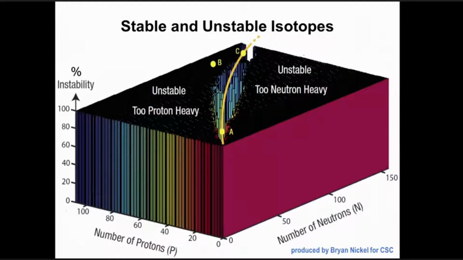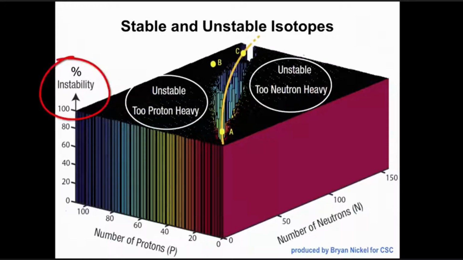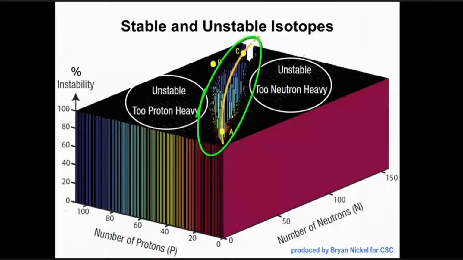What we see is that if you have too many protons or too many neutrons, the nucleus is extremely unstable, shown here as 100% unstable, and will immediately break up or decay. Stable elements that we are familiar with are located down in what is termed the valley of stability. Notice that the valley curves to the right between points A and C. The 50-50 proton-to-neutron ratio line is shown between points A and B.